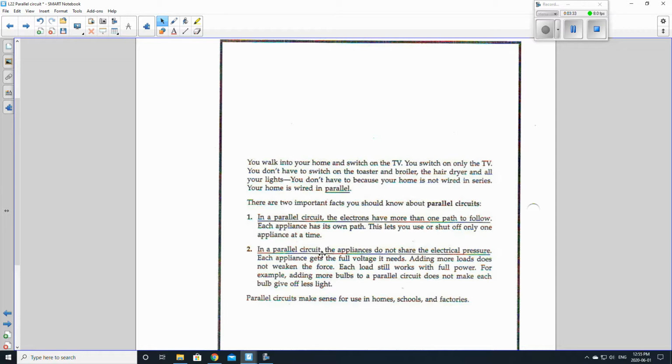In a parallel circuit, the appliances do not share the electrical pressure. They get the full pressure. Each appliance gets the full voltage it needs. Adding more loads does not weaken the force. Each load still works with full power. For example, adding more light bulbs to a parallel circuit does not make each bulb give off less light. Parallel circuits make sense for use in homes, schools, and factories.